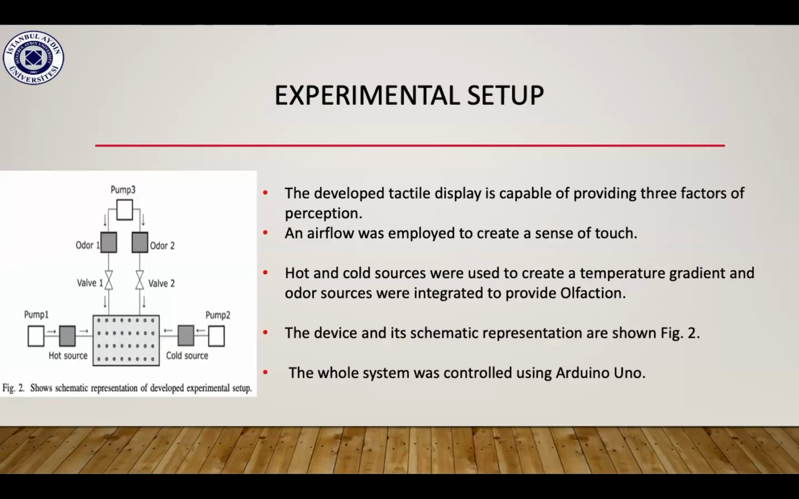So here is my experimental setup. The developed tactile device is capable of providing three factors of perception, as you see here in the picture. Airflow was applied to create a sense of touch. Hot and cold sources were used to create a temperature gradient, and other sources were used to provide olfaction. Here, the cold source and hot source use two pumps. I will speak about it later. The device and its schematic representation are shown in this figure. The whole system was controlled using Arduino Uno.